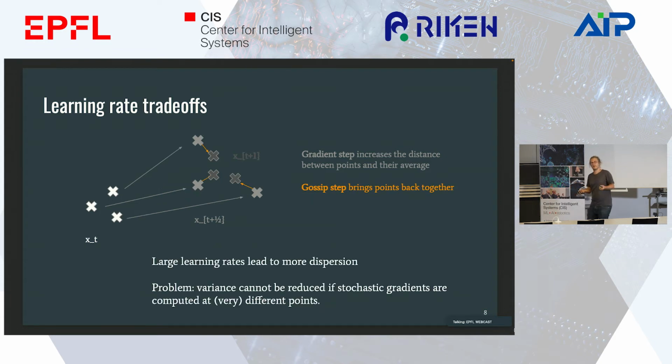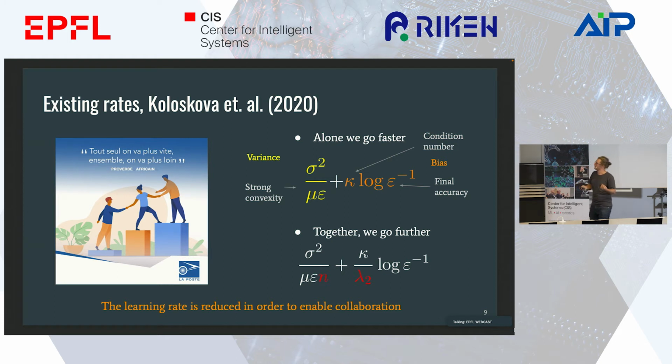In the decentralized setting, all the points are further apart, they all go even further apart, and then there's a small contraction towards the average. But they're not at the same point anymore. And so you still have a lot of variance. And this means that when you average the stochastic gradients, they're just not taken at the same points. And so it's much harder to reduce the variance in this case. If the points are too far apart, then you cannot average them as you did in the centralized case. And so you have to reduce your learning rates so that the iterates are closer, and then you can benefit from averaging. And this is why we get such rates like alone faster, together further.